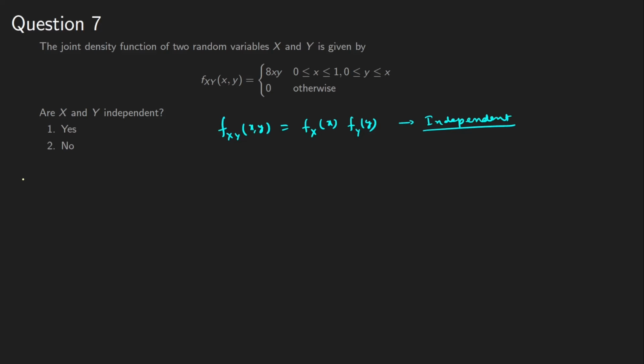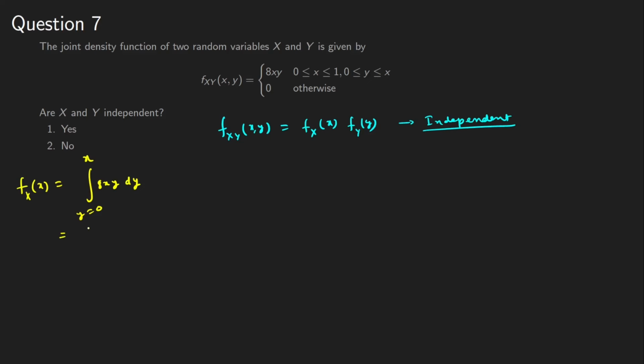So let's calculate first the marginal of x. How can we calculate the marginal of x? For calculating the marginal of x, as you already know, we will integrate the joint PDF over the full range of the other random variables. In this case, there is only one other random variable, that is y. So we will integrate it with respect to y over the full range of y. So y goes from 0 to only x.